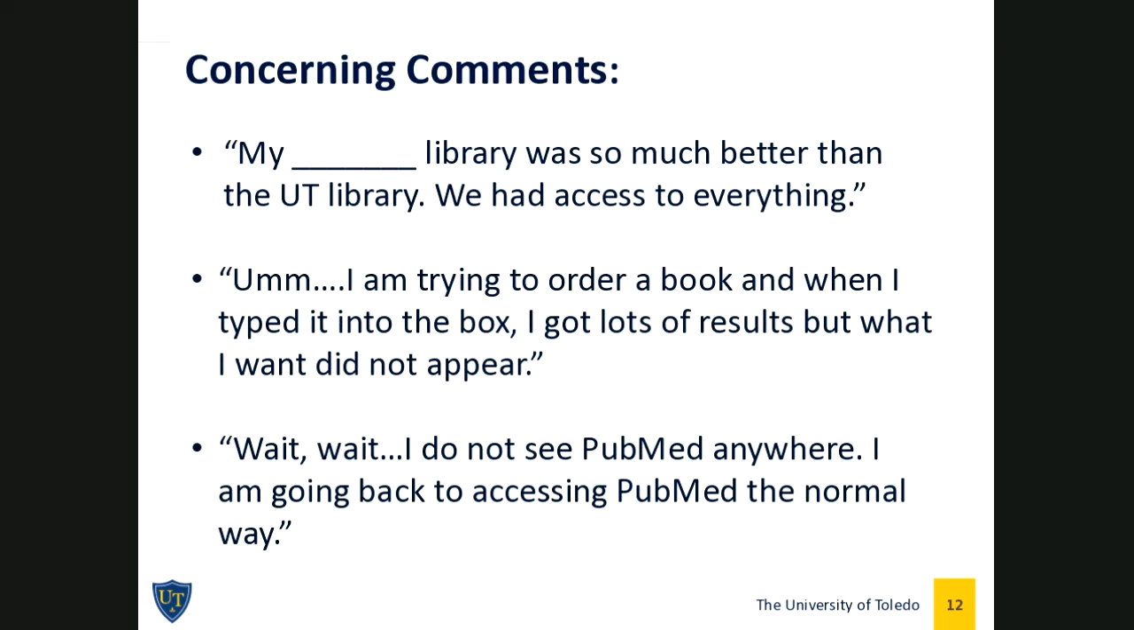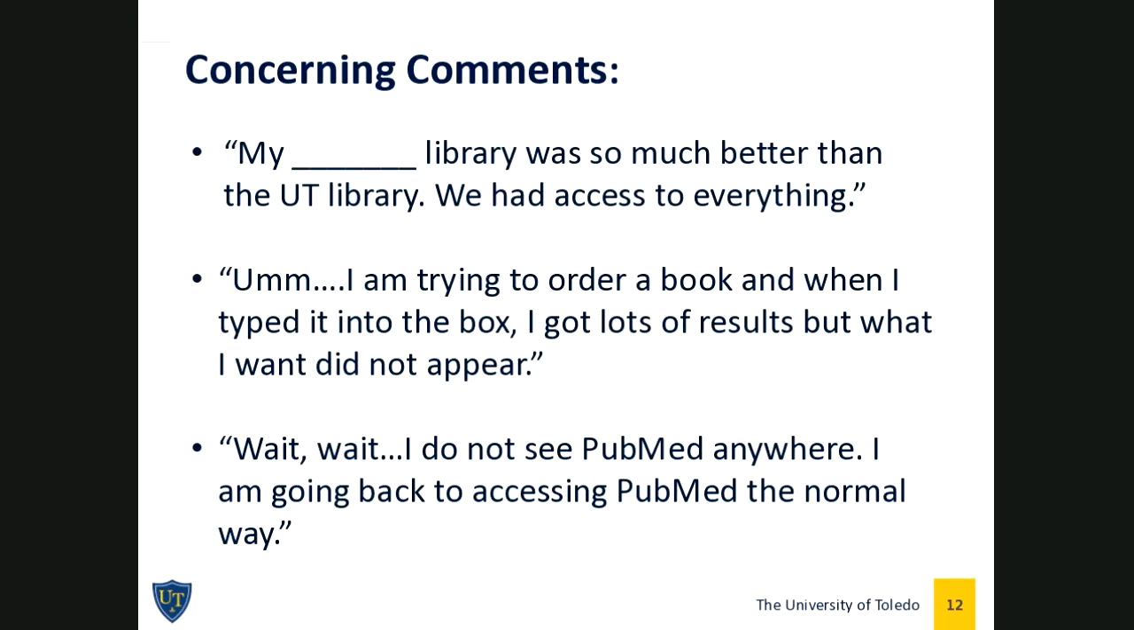I started here nearly 2 years ago, and I get this question all the time: "My blank library was so much better than the UT library. We had access to everything." This is usually because they're searching the discovery layer, or they are using the library catalog and they don't know where to look. We get this with new faculty, new students, and so forth. The second one is, "I'm trying to order a book, and when I typed it in the box, I got lots of results, but what I want did not appear." Again, it's usually somebody using the discovery layer or typing into the ever famous magnifying glass on the search box and not finding what they want.